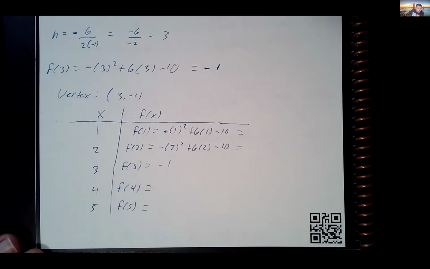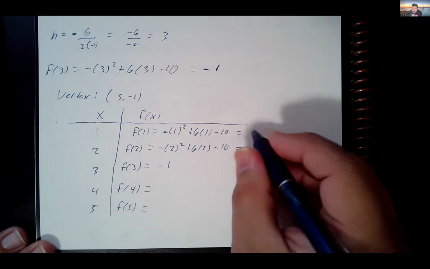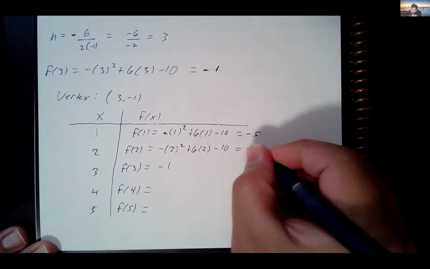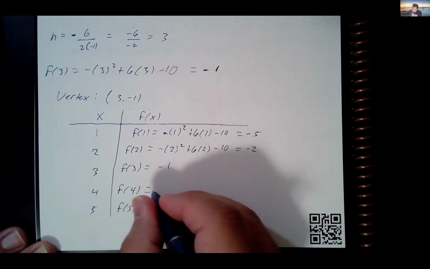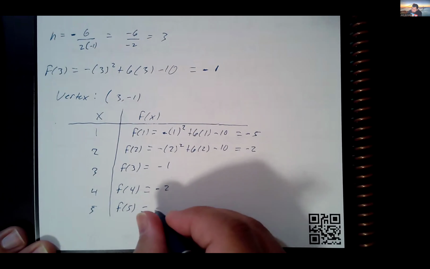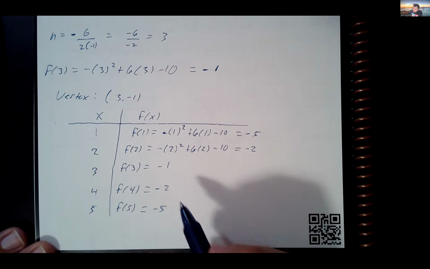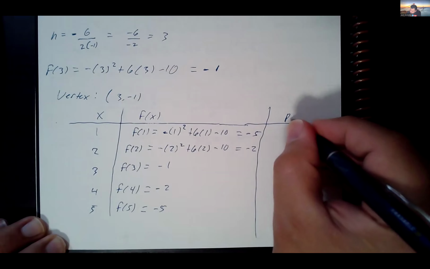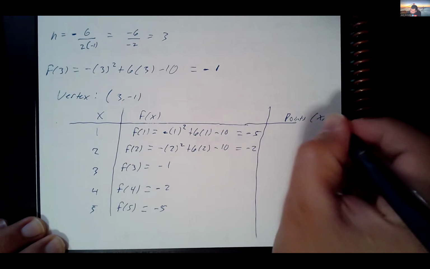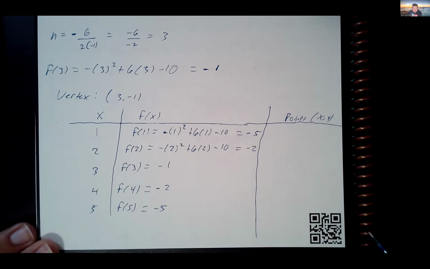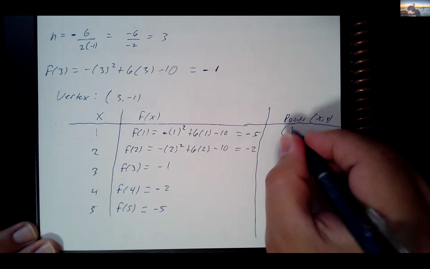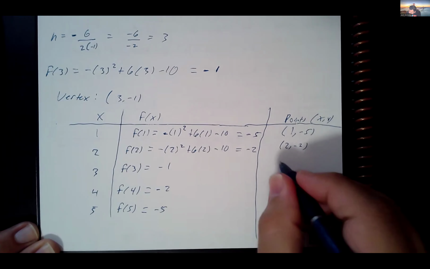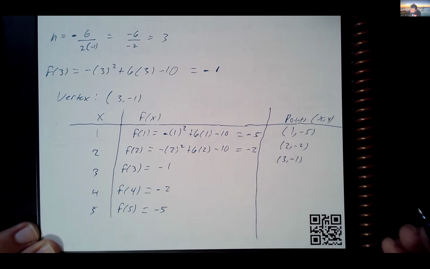That's all. So for this, we're going to get -5, -2. For 4, we're going to get another -2 and -5. So I'm going to skip this minor step here. So then you would just plot these points. When I plug in 1, I get a -5. When I plug in 2, I get a -2. When I plug in 3, I get -1.